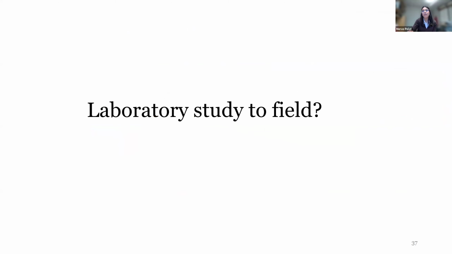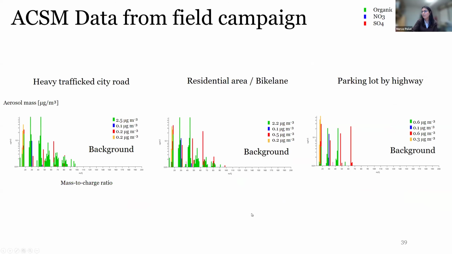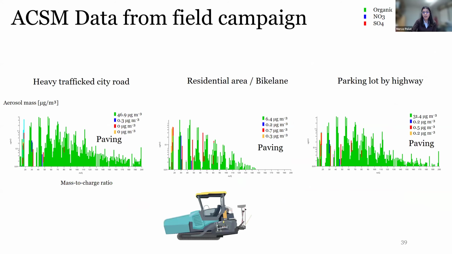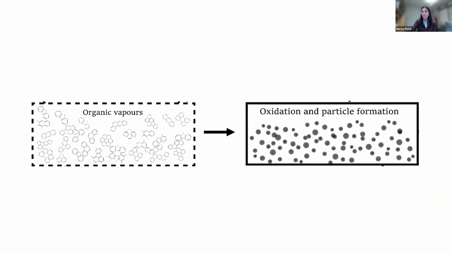So if we then go to the field, how does it look? We took out a car with our instruments and measured. And these are three different roads in Copenhagen. What you can see is that when we have the paving, we start seeing elevated levels of organics, but also the mass spectrum changes, similar with compacting.